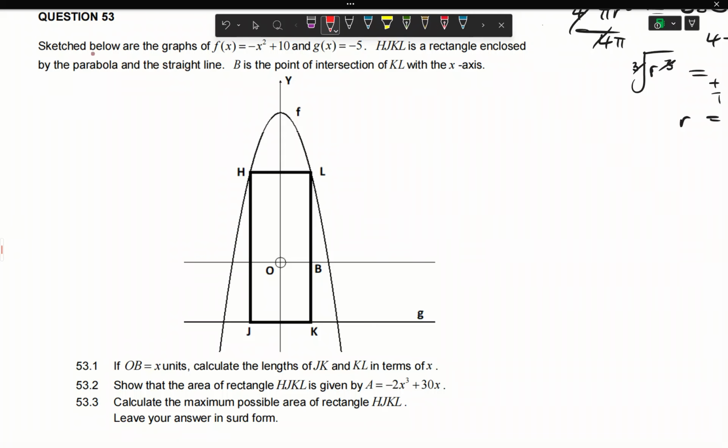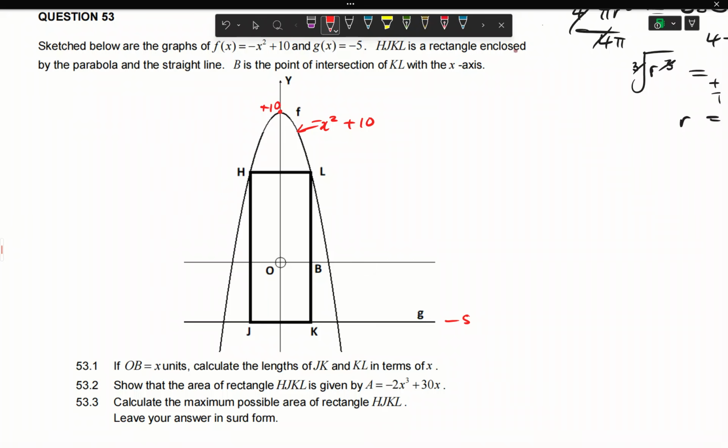A bit tired. So now sketch, okay, the sketch below graphs of f of x. Okay, f of x is a parabola with a front face, so you have negative x squared plus 10. So it means that at this point you have a positive 10. And then let's say g of x is equal to negative 1. It's just a straight line there.